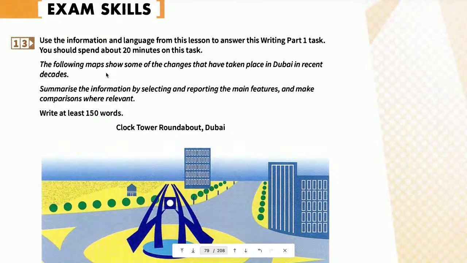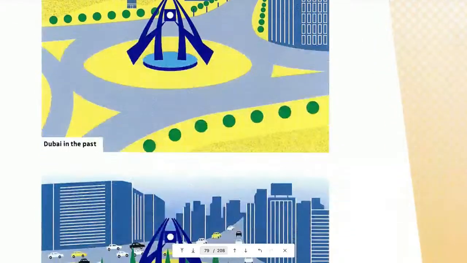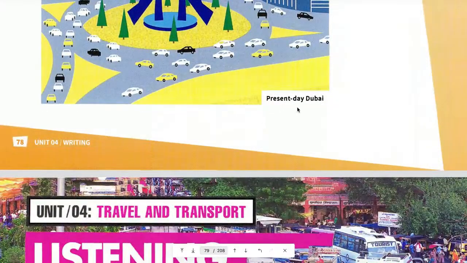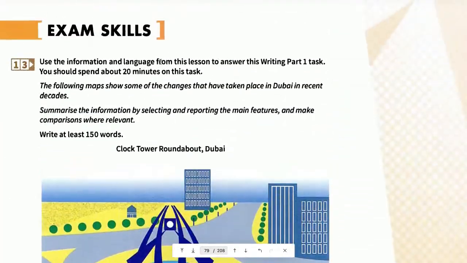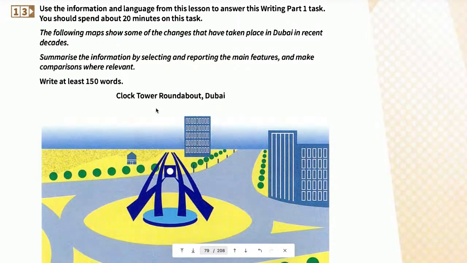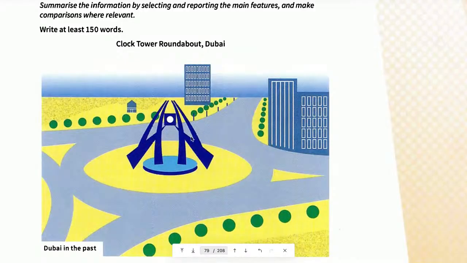The following maps show some of the changes that have taken place in Dubai in recent decades. And you can see we have two maps here. One is Dubai in the past, and the other one is present day Dubai, right? And here you can look above the first map. You see they say Clock Tower Roundabout, Dubai. So we have the roundabout right there, and the name is Clock Tower. You see it right there.